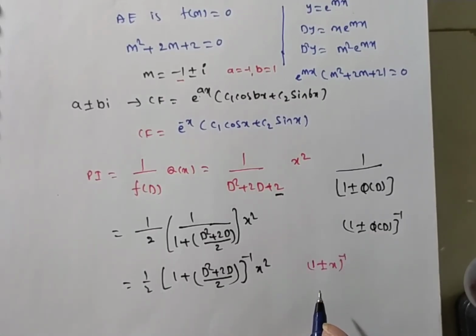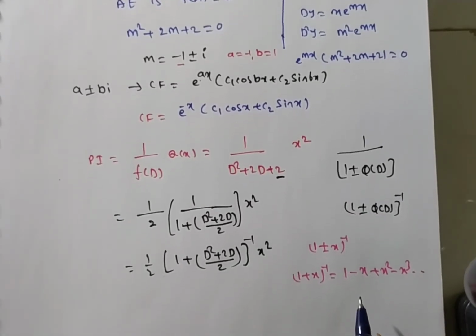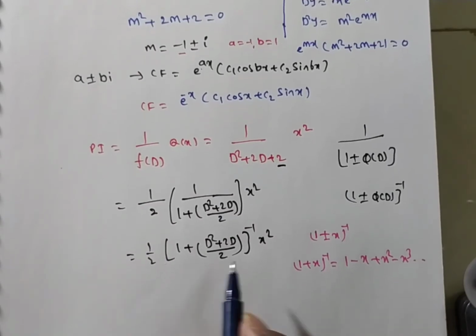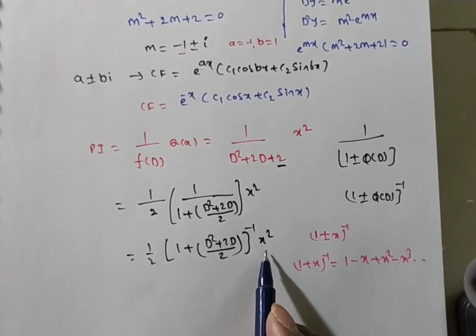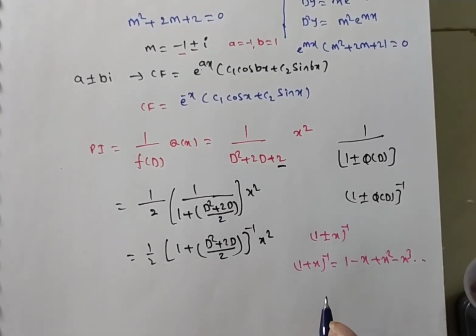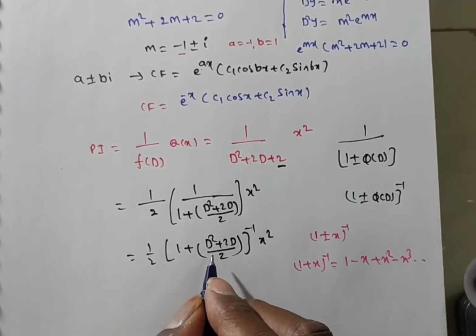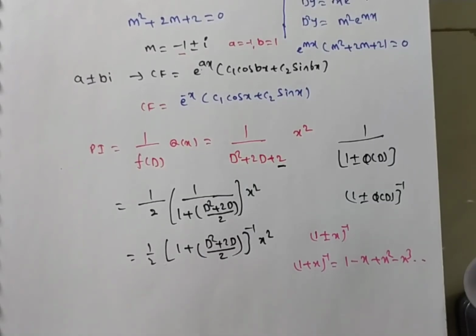Nothing but you can apply the binomial expansion. What do you have here? 1 plus x whole inverse form. So for 1 plus x whole inverse, by binomial expansion, we have 1 minus x plus x square minus x cube and so on. The degree of this polynomial, you cannot say. But here what you have to take, the right side Q of x is what? x square. So you can take a maximum of D square term. No need of D cube, D power 4.